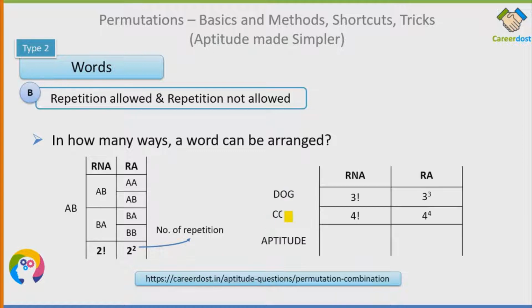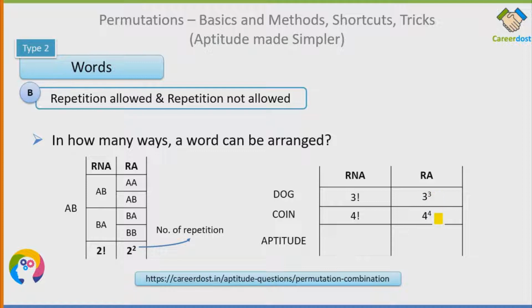So let's see, we have 3 words, dog, coin and aptitude, the same words that we used before. As we know, when repetition is not allowed, count the letters of dog and we will put it like 3 factorial. Similarly, in the case of coin, it will be 4 factorial. But when repetition is allowed, we have already found a simple relation. When repetition is allowed, it will make 3 to the power of 3. In the case of coin, it will be 4 to the power 4.